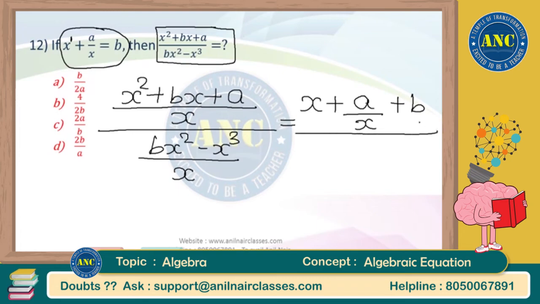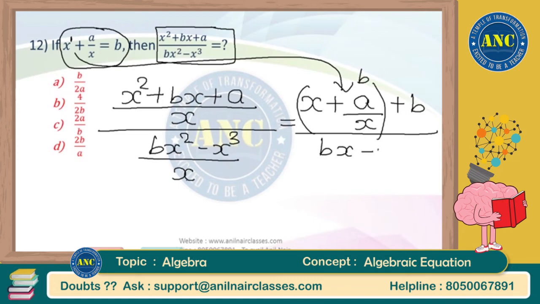The beauty about this is x plus a by x. That is what they have given in the question as small letter b. So numerator is b plus b, or in other language it is 2b, right? Similarly, denominator bx square by x is bx, minus x cube by x, it is x square. Now numerator is nothing but 2b, denominator as of now is bx minus x square. If I take the LCM and simplify here, you will get the value of bx minus x square.